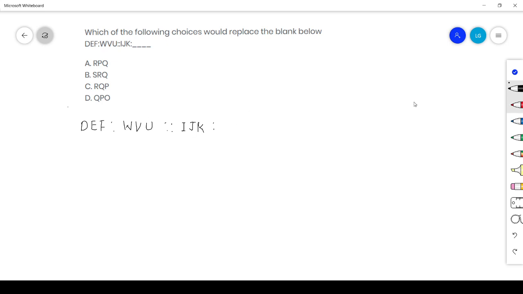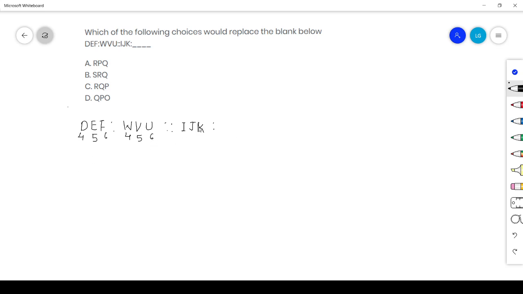Okay, here we can observe that D is the fourth letter from first and W is the fourth letter from back. Then E is the fifth letter from front and V is the fifth letter from end. And F is the sixth letter from front and U is the sixth letter from end.